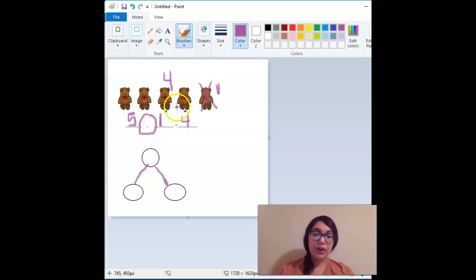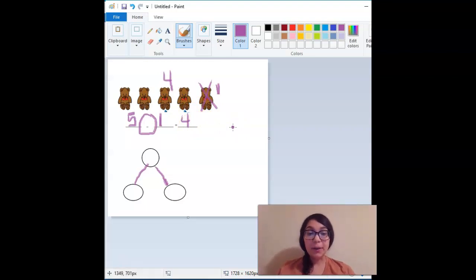And how do we know that we can't count this bear? Think about it. Why can't we count this bear? Yes, we can't count it because we've already crossed it out. Great thinking. So it says 5 minus 1 equals 4. Now we're going to fill out our number bond.